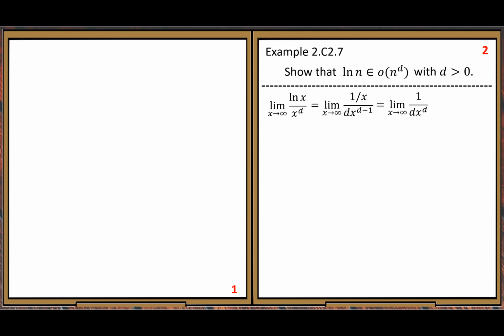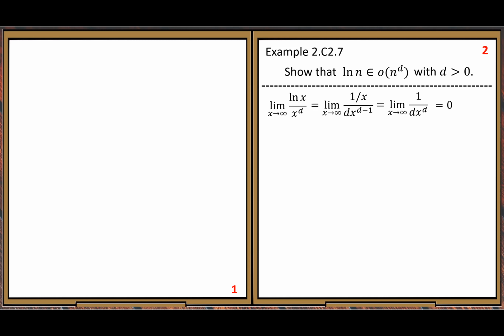So let us just consider when x goes to infinity. D is a positive number. When x goes to infinity, even if d is small and positive, we know x to the d must go to infinity. 1 over infinity is 0. So the conclusion is little o. So this example is very important.